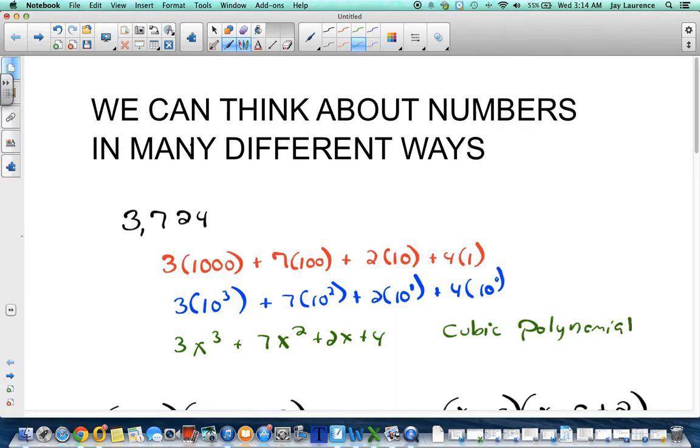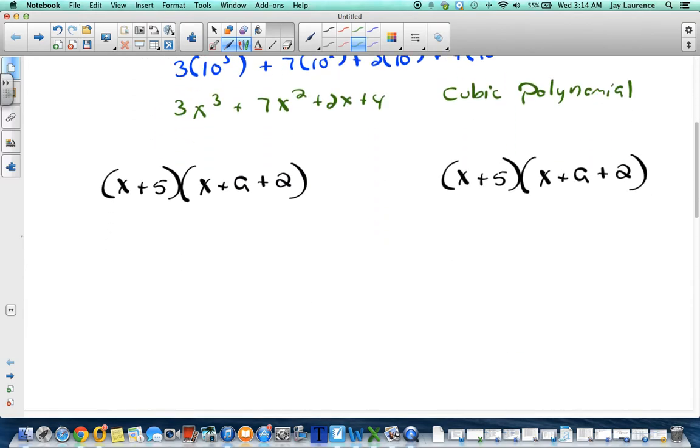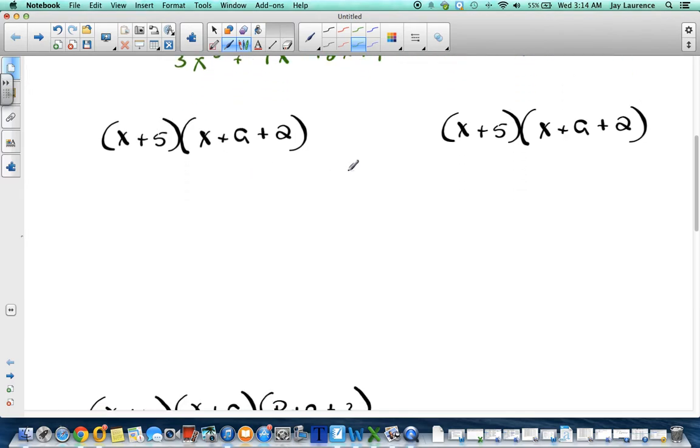All right, so when we think about these numbers in different ways, it makes it a little bit easier to do multiplication problems. Now, some of you may have noticed I've written the same problem down twice. I'm going to do the problem first by breaking it up into squares and rectangles. Then I'm going to do it differently using the distributive property.